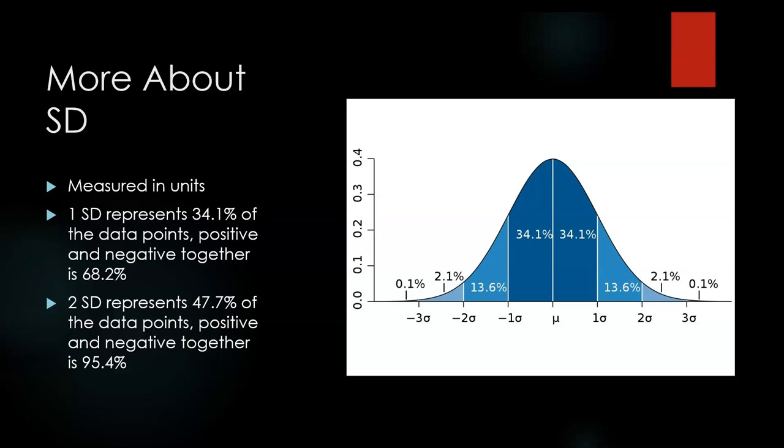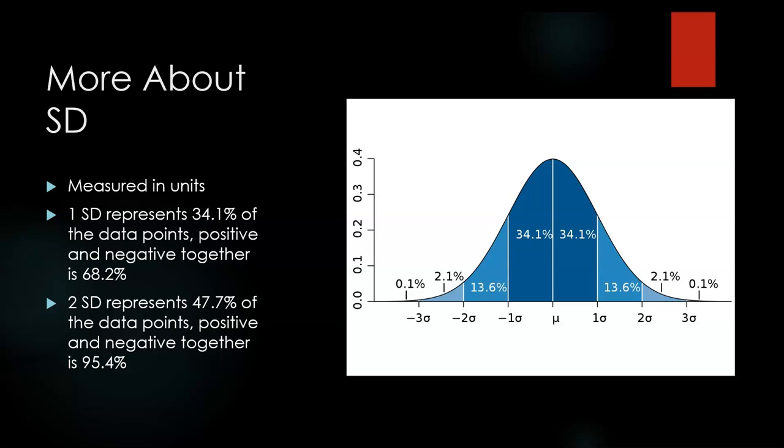A little bit more about standard deviation. It is specific to a data set. It is derived from the values of that data set, and it's typically measured in units. So 1 standard deviation away from your mean is going to give you typically 34.1% of all data points will be contained in that 1 standard deviation. In this particular case, there's 1 standard deviation to the right of the mean, and it is going to be 34.1% of all of the data points in your data set.